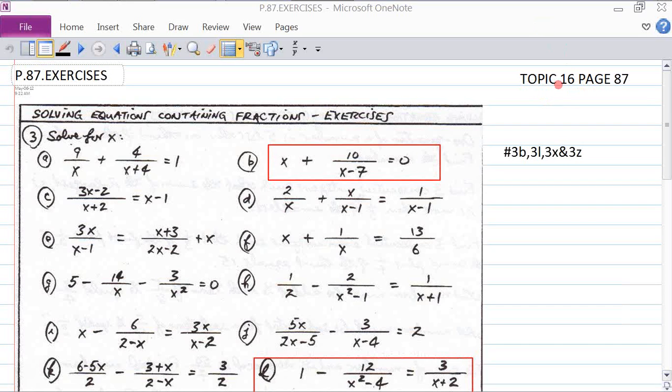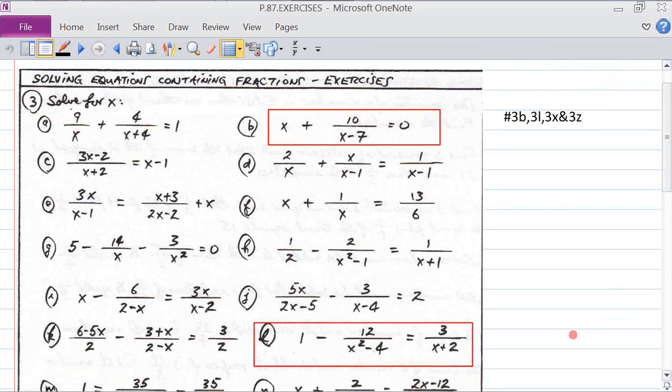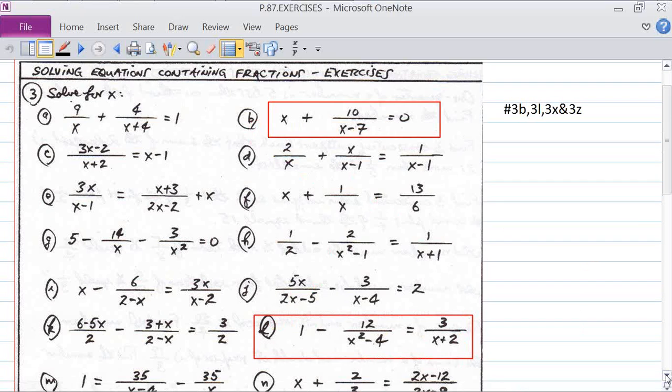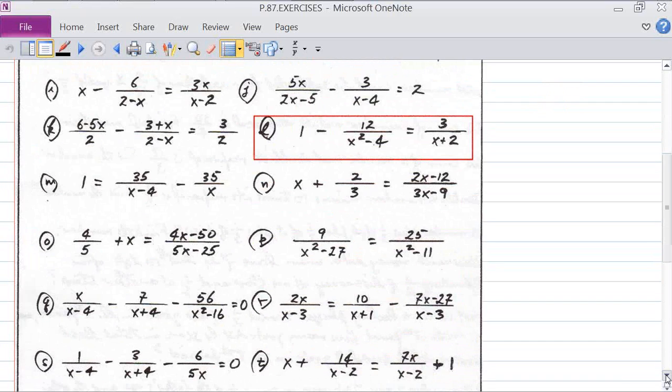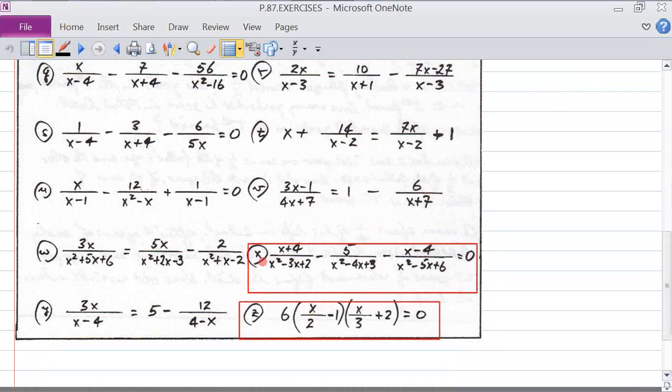We're on topic 16, page 87, and we're going to do 4 problems from question number 3: 3b and 3l. So these 2 problems, and then from the bottom of the page, 3x and 3z.